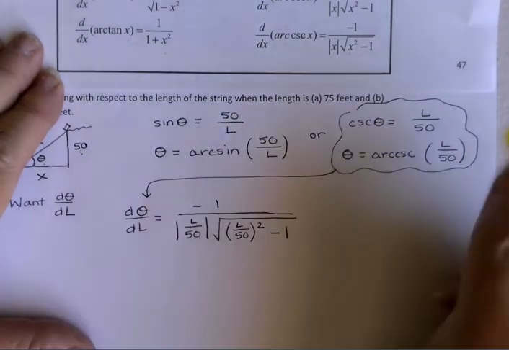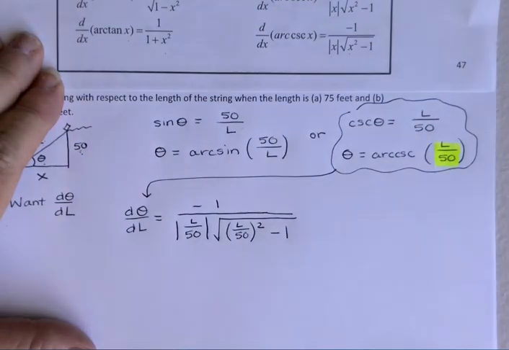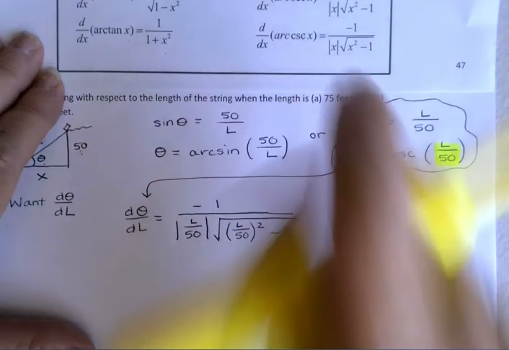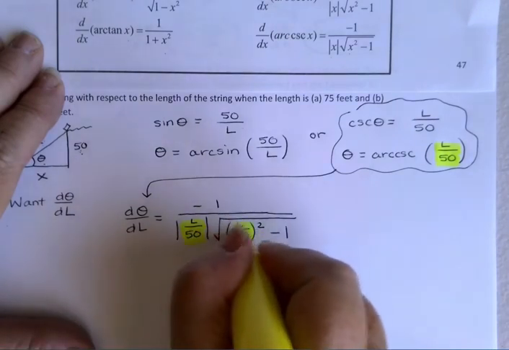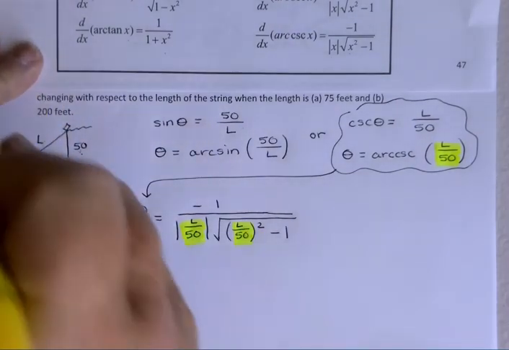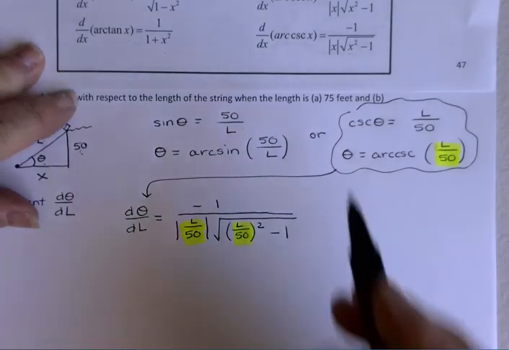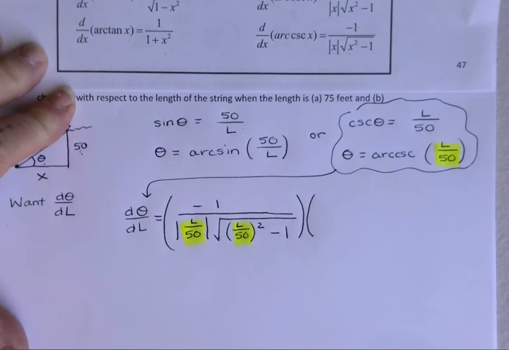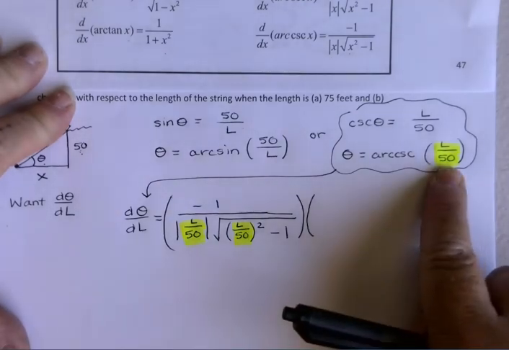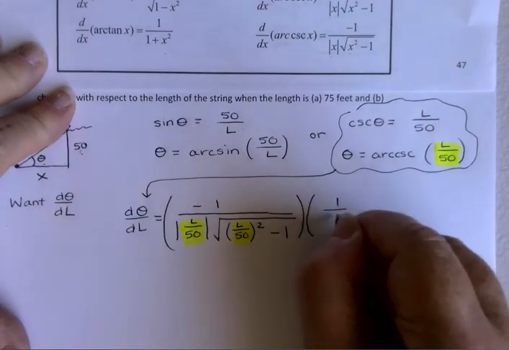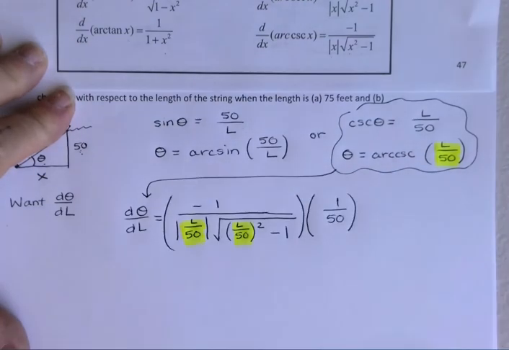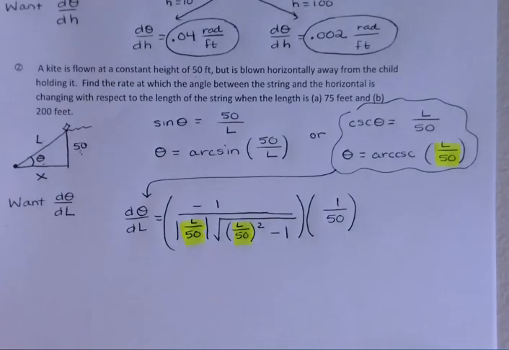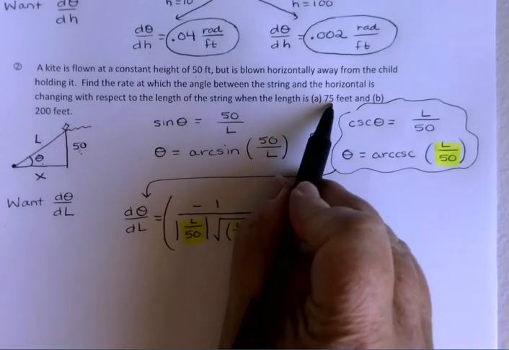And once more, notice that my argument was L over 50, so every place I saw an x here, I had to put L over 50 into my formula. We'll multiply all of that by our chain rule, which because of the trig function we chose is nice and simple. The derivative of L over 50 would just be 1/50th. All right, once again, we could spend time simplifying, but there's probably not a lot of point in that because all I'm going to do is plug in numbers.